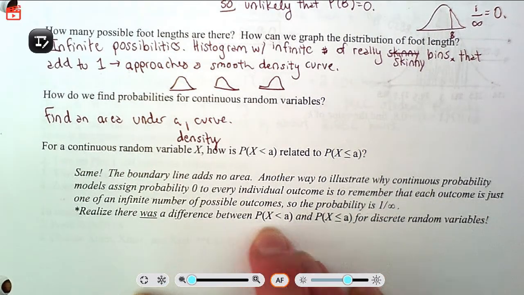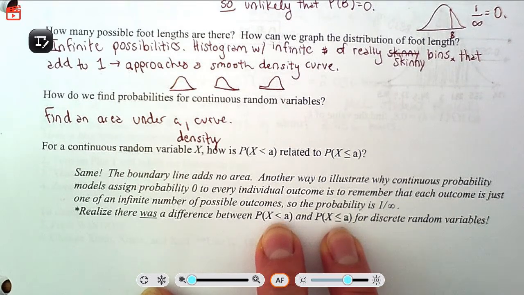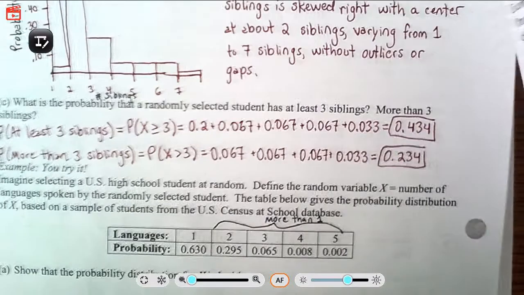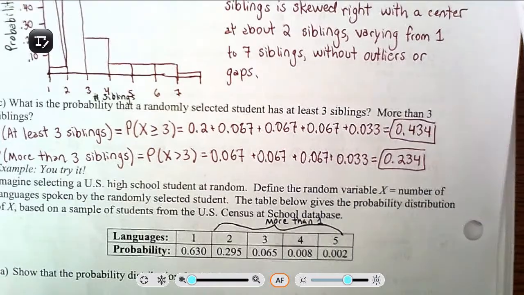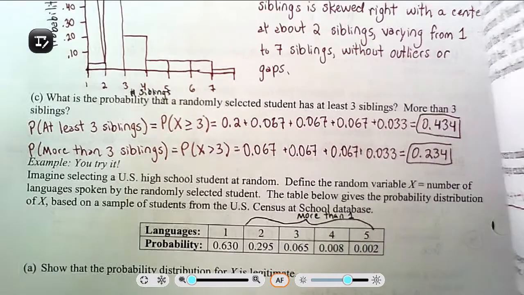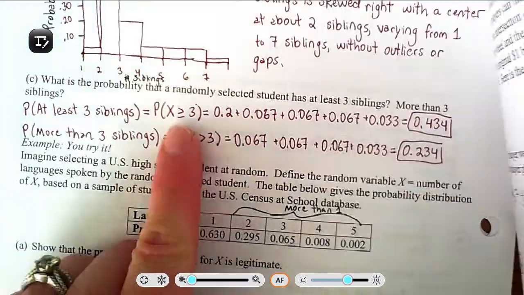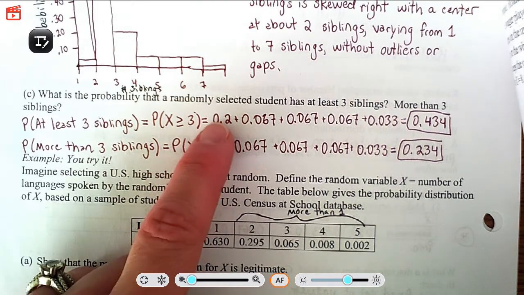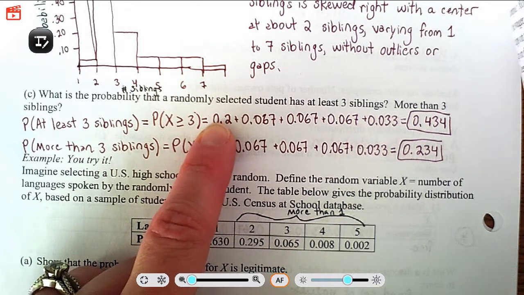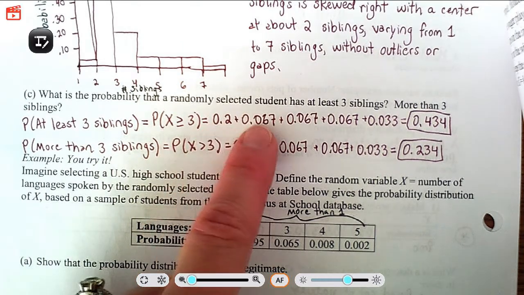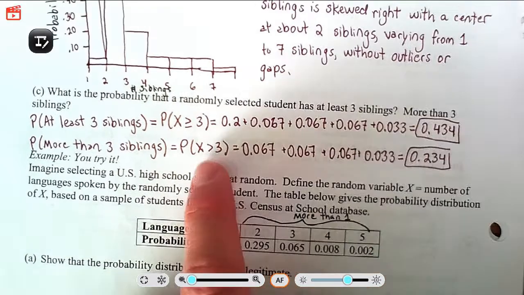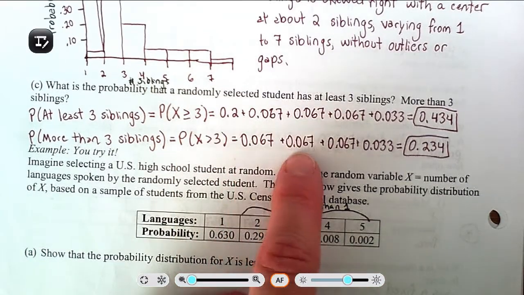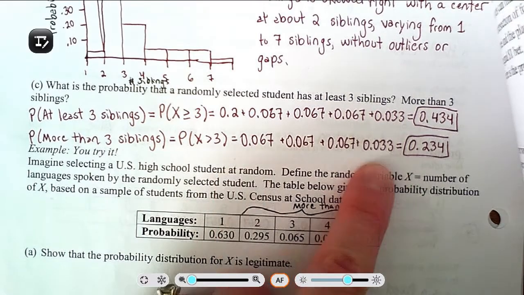Realize that there was a difference between these two things for discrete random variables, though. So let's jump back to the past, where we saw that I said less than 3 siblings, right here. Greater than or equal to 3 siblings, or just greater than 3 siblings. One of these included 0.2, the probability of 3 siblings, 4, 5, 6, and 7 siblings, and this one only included 4, 5, 6, 7 siblings probabilities being added up.